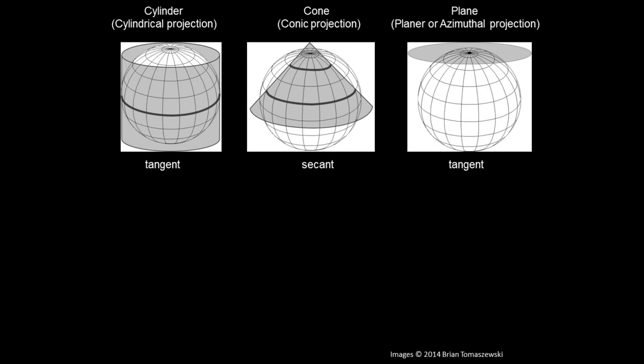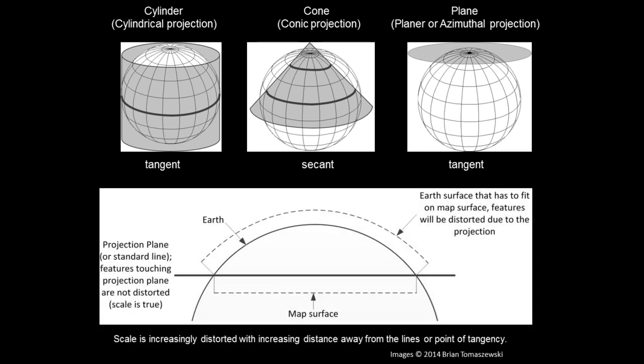The heavy black lines and black point on the top of the globe shown in these figures are what are known as standard lines. Standard lines are where the map projection surface touches the globe model. The standard lines are the only place of the map where the scale is true. For example, take a look at the left side of the bottom left figure. Note how there is a straight black line where the projection plane or standard line is in contact with the Earth's surface.